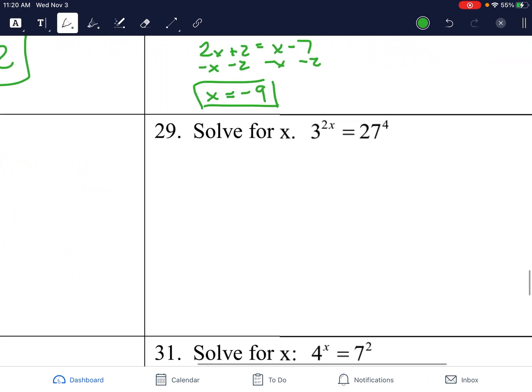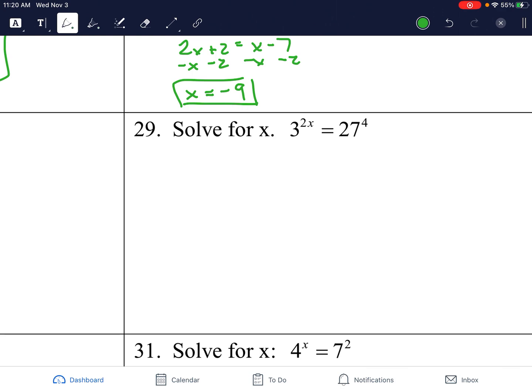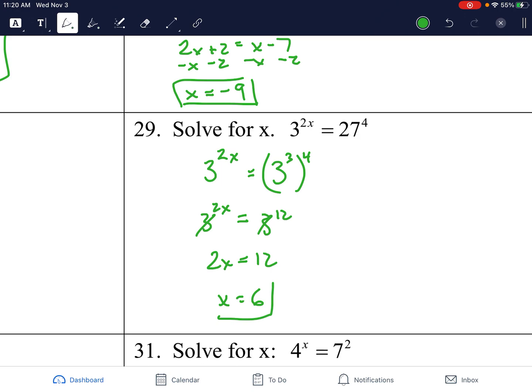Here, again, you can make these into like bases. So you're going to have 3 to the 2x power. 27 can be made into a 3 if you cube it. Oops, not square it, but cube it to the 4th. All right, we're going to multiply the two exponents together. 3 times 4 is 12, so we're going to get 3 to the 2x equals 3 to the 12th. Now that the bases are the same and the exponents on the same level, we get 2x equals 12. By canceling out the bases, x will equal 6.